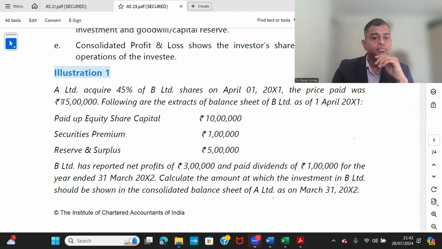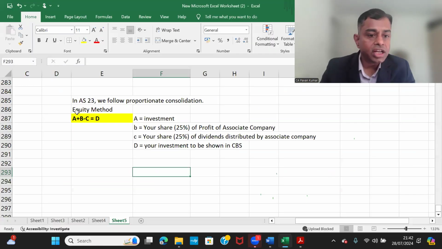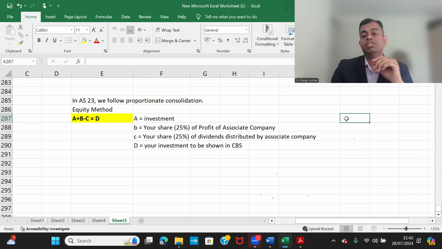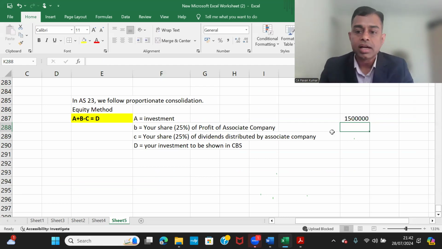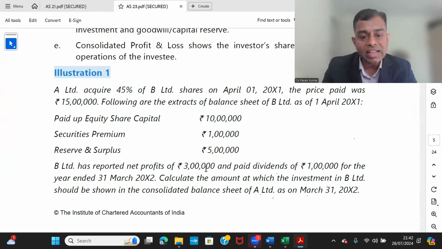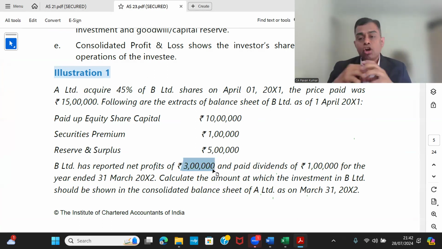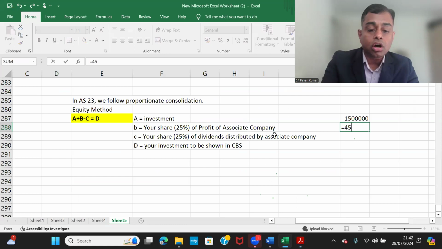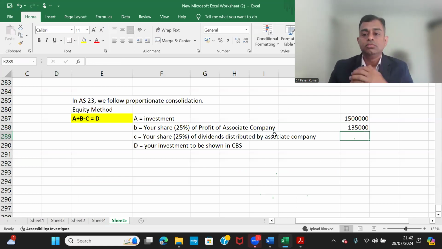Okay, so how much you invested? 15 lakhs, correct? So what is our equation? Our equation is our accounting equation, A plus B minus C is equal to D. What is A? Your investment. How much you invested? 15 lakhs, correct? Now, what is the profit earned by the company? 3 lakhs. So whether the whole 3 lakh belongs to you, Devika? Do you own this 3 lakhs? No, sir. How much you own? 45%. So 45% of 3 lakhs, you own 1,35,000.